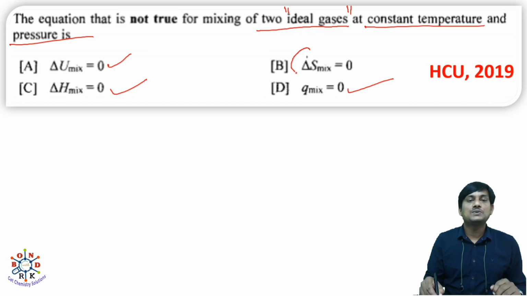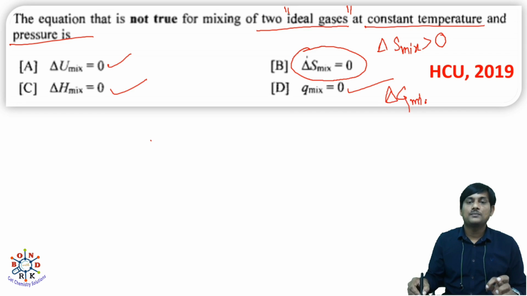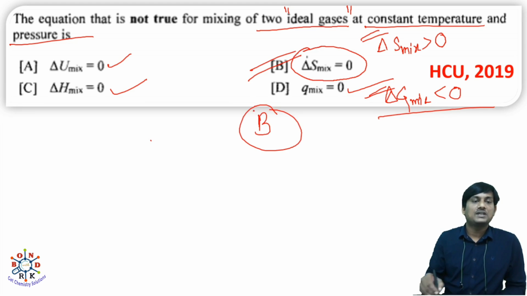But when you mix two gaseous molecules, it's a spontaneous process. Delta S mix is always greater than 0. So when you mix two ideal gases, delta U mix, delta H mix and Q mix are 0, but delta S mix is greater than 0 and delta G mix is less than 0. So these are the two relations. So which one is not true? B is not true. So B is the correct option.